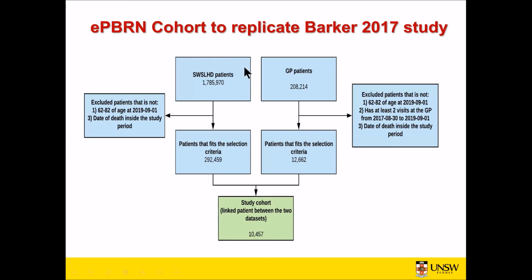So as Teng previously showed in a slide at the beginning, we have data extracted from the hospital admissions, and we also have our GP network, and the numbers present the number of patient records. From the approximately 1.8 million patient records, we applied our exclusion criteria, and the same with the GP. Those exclusion criteria are the exact same as the Barker et al. study. After applying them and doing our linkage between the two data sets, we ended up with around 10,500 patient records.